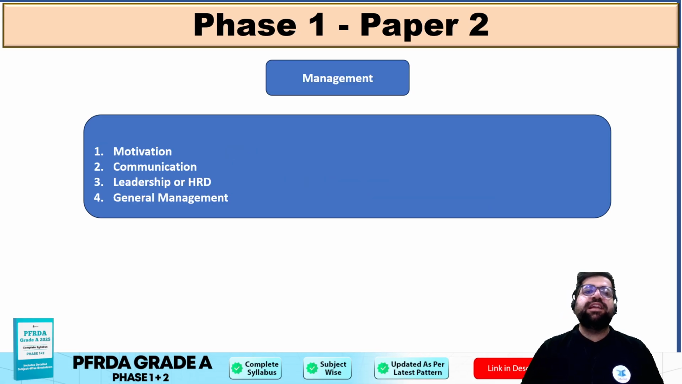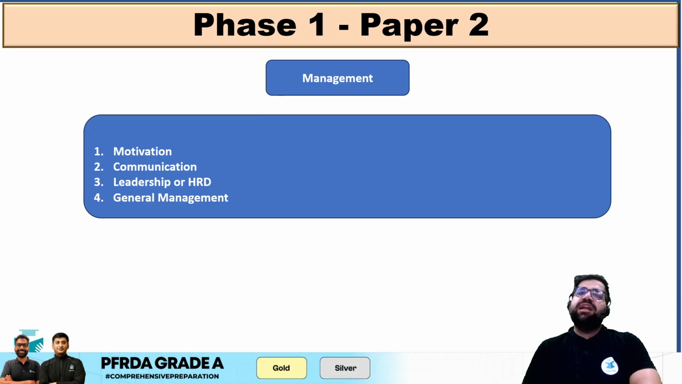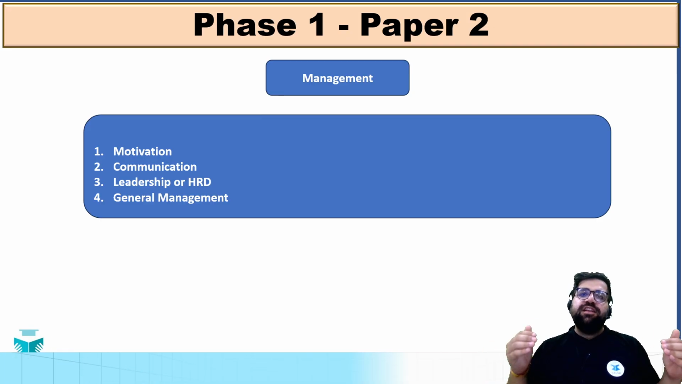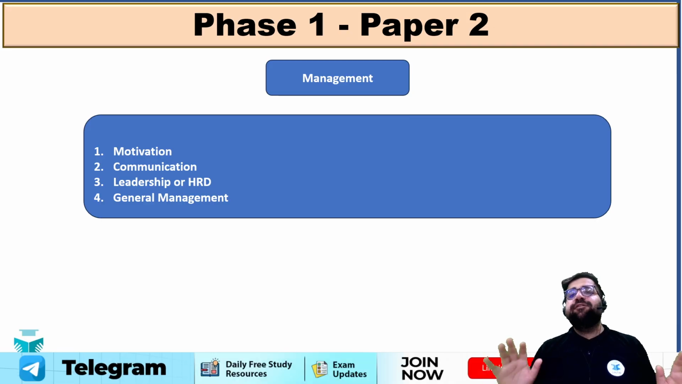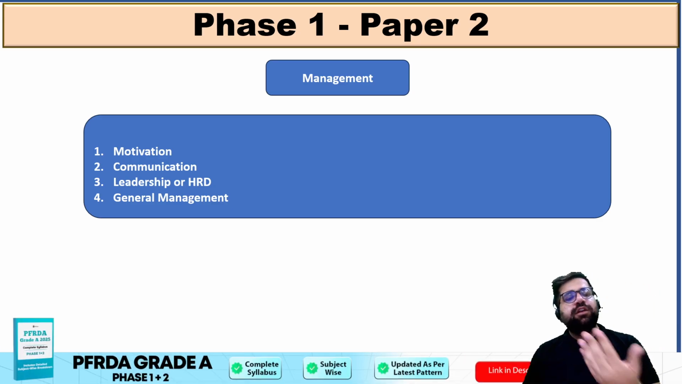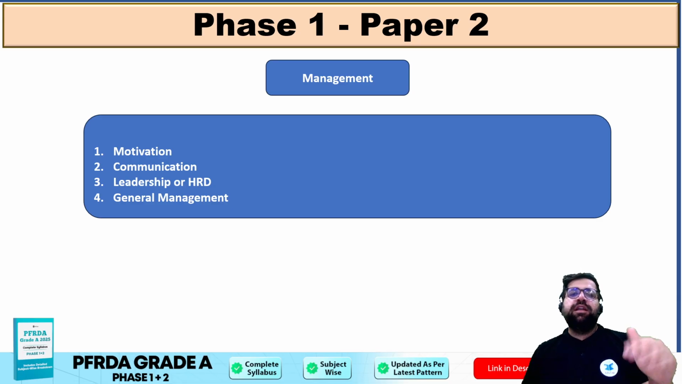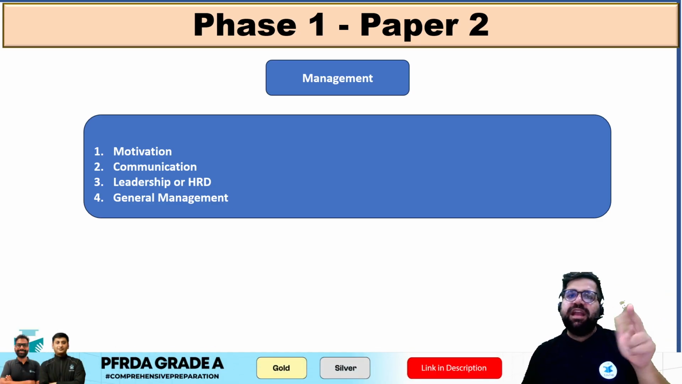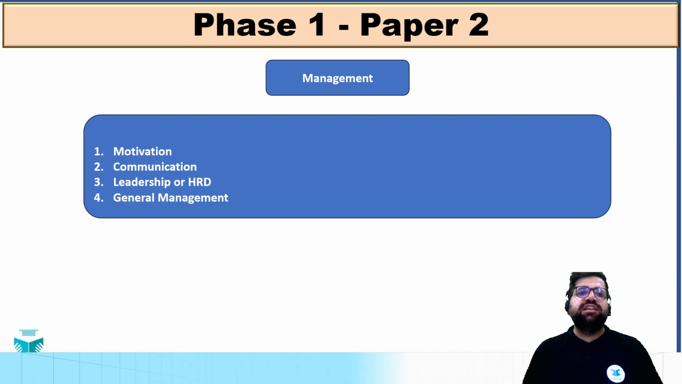Now let's move to the second component, which is management. In management, we all know that there are only 5 chapters, but all these 5 chapters are important. But if you have less time, then do only 4 out of 5. Or if you can revise all 5, then it's very good for you. But if you have very little time, then start with motivation, communication, leadership, or HRD, pick any one, and then you also have to revise journal management.